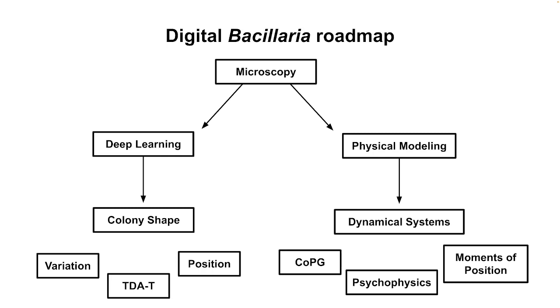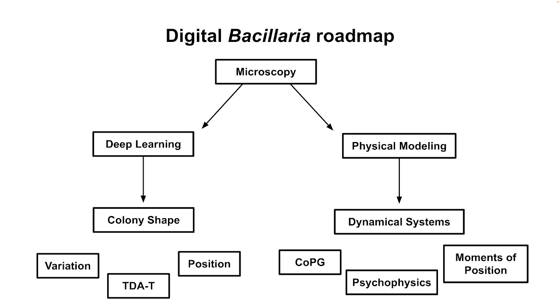And those lead down two different paths. We have a deep learning path and a physical modeling path. The physical modeling path is heavily dependent on dynamical systems, and the deep learning path allows us to look at things like colony shape. And within colony shape, we have a number of things that we would like to look at. We'd like to get accounts of the positions that these cells take in relation to a colony. We have variation of the colony shape.